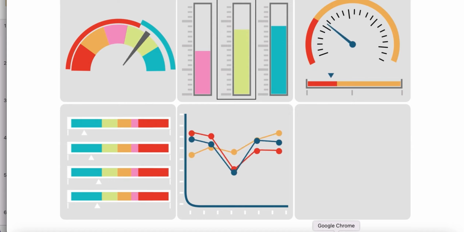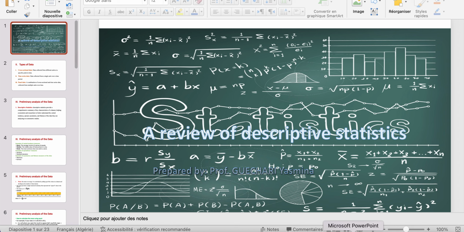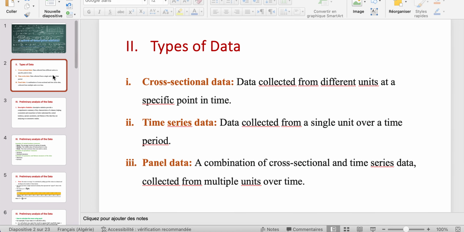Today I'm going to present this review in descriptive statistics as a first and basic step in data analysis. So let's get started. First, we're going to talk about the types of data.